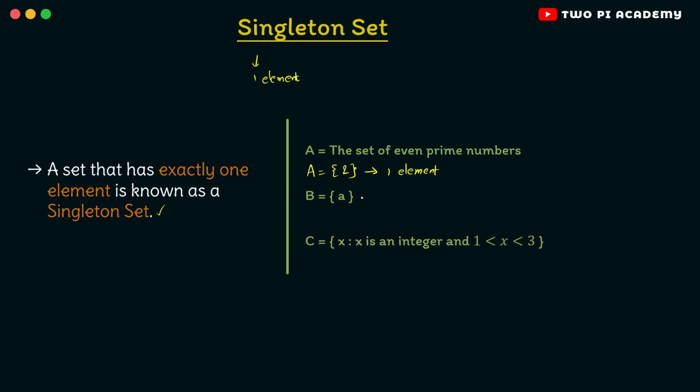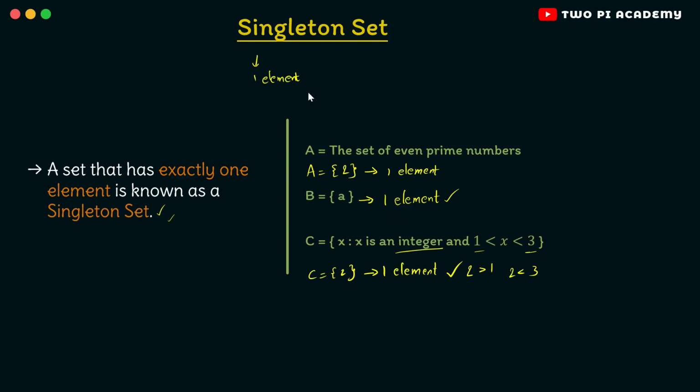And similarly, the set capital B is just the set of A, right? So clearly this also has one element. So this is also a singleton set. And finally, we have set C, which is the set of all x such that x is an integer and 1 < x < 3. So what are the numbers that are greater than 1 but less than 3? It is 2, right? The only integer that is greater than 1 and less than 3 is 2. So therefore capital C is just the set {2}. And clearly this also has one element. So therefore this is also a singleton set. So that is what a singleton set means.